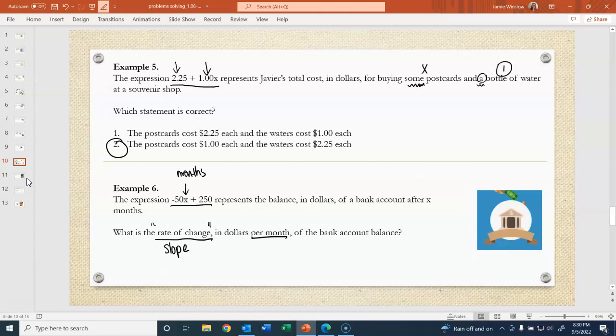So this phrase here will help us as well, per month. Remember, x is months. It's -50 per month. So the rate of change is -50 per month. So what does that mean? Yikes.